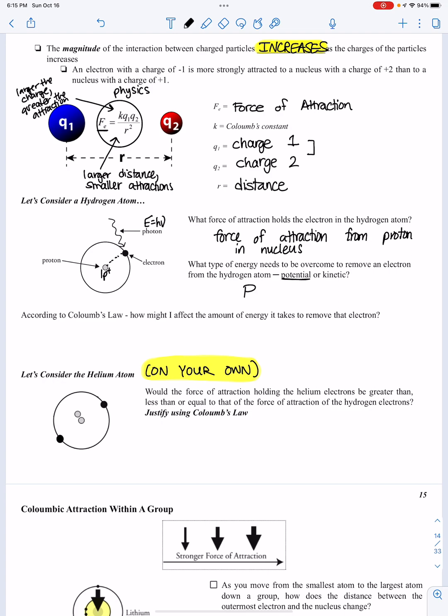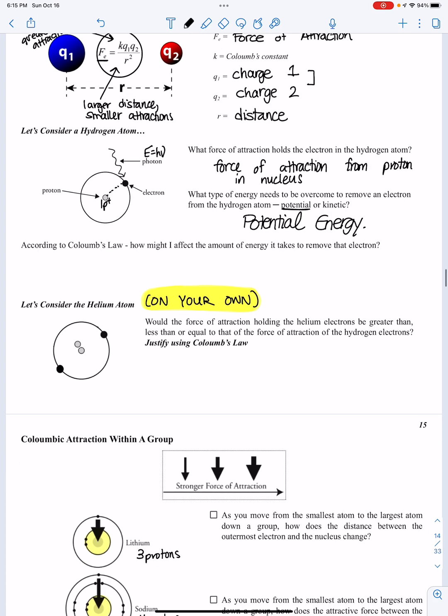What type of energy needs to be overcome to remove an electron? Vocabulary-wise, it's potential energy. Potential energy is the amount of energy used to keep something in place, or for our electrons here, it's to keep the electrons in an atom. Kinetic energy is the energy involved in movement, or having an electron move. We'll talk more about that at a later time.